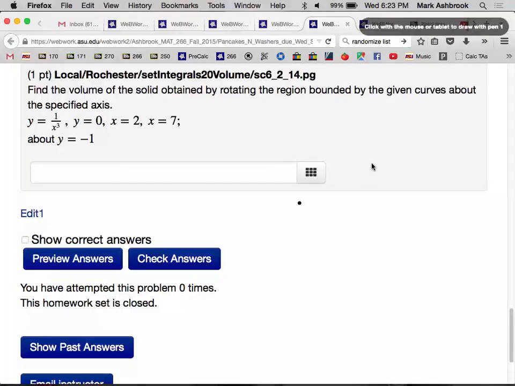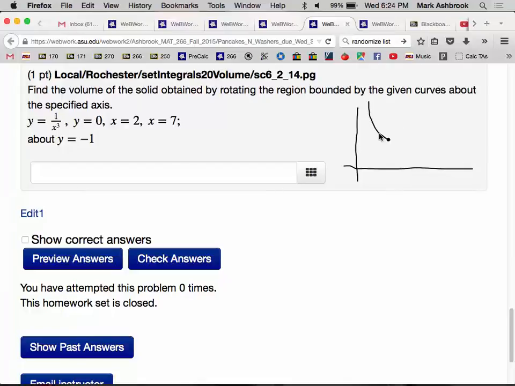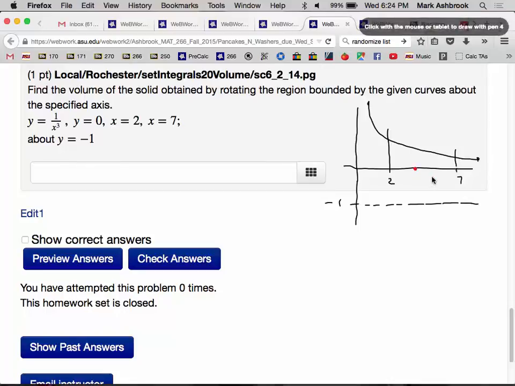Okay, here we go. So this one, 1 over x cubed will look like this. In the first quadrant, x equals 2, x equals 7, and then we're going to rotate that about y equals -1. Okay, so if we want to get washers out of this, we're going to do vertical strips. Typical strip will be vertical like this.